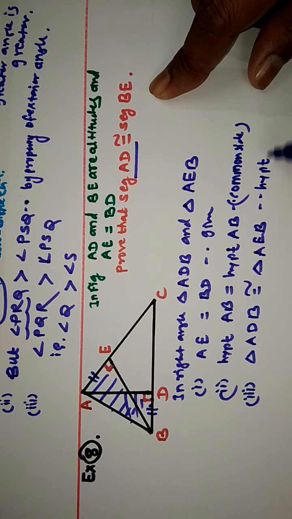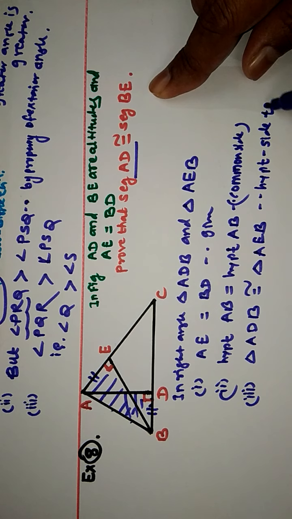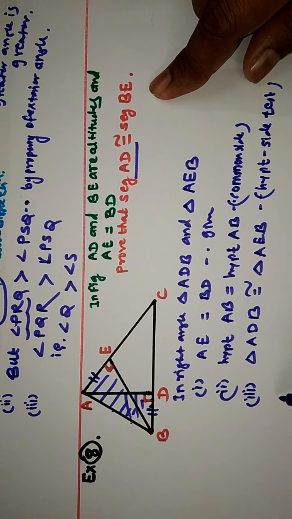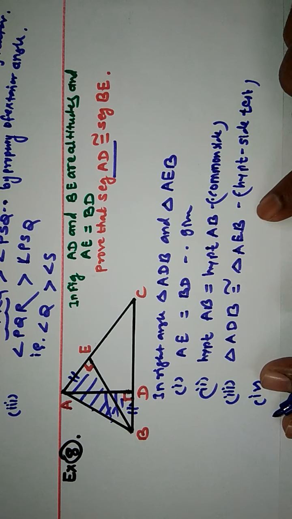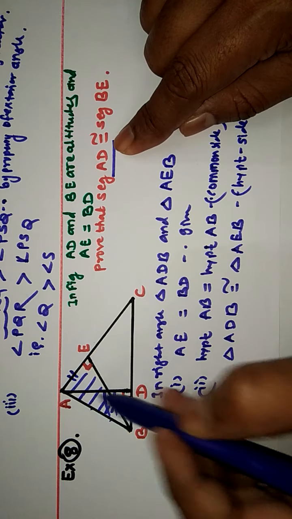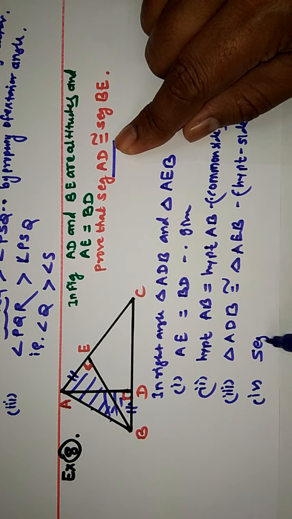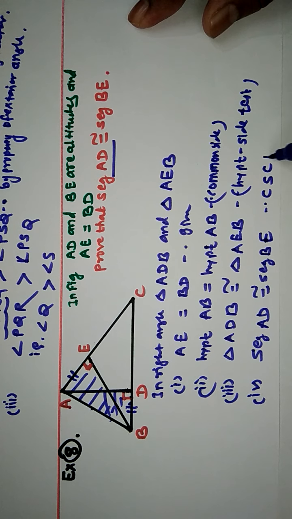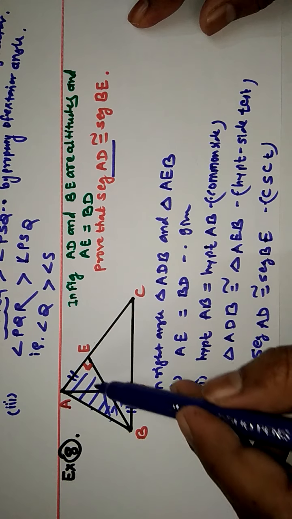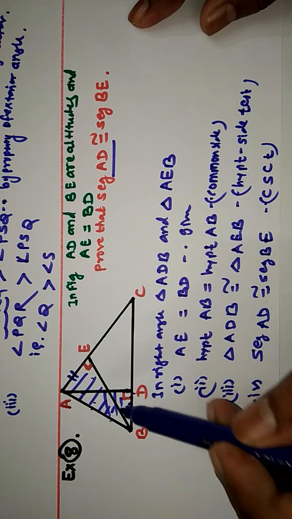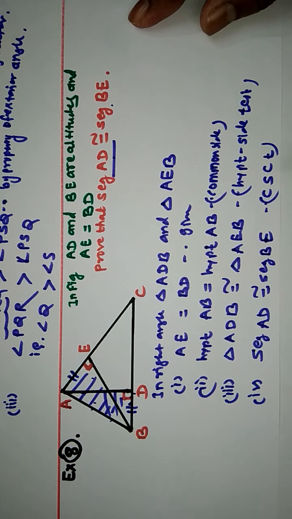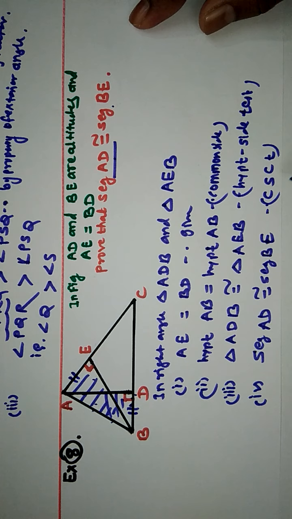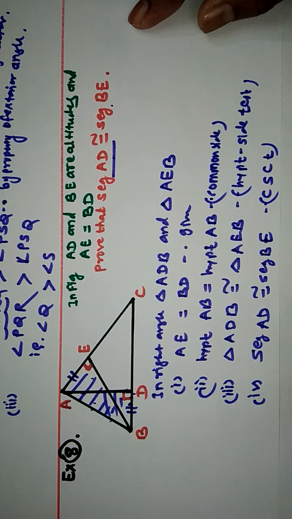Reason: hypotenuse side test. And remember that if two triangles are congruent, then their corresponding sides are congruent. Therefore segment AD is congruent to segment BE. Reason: corresponding sides of congruent triangles. We only had to prove these two triangles congruent, then we prove AD congruent to BE. Here practice set 3.4 is completed.